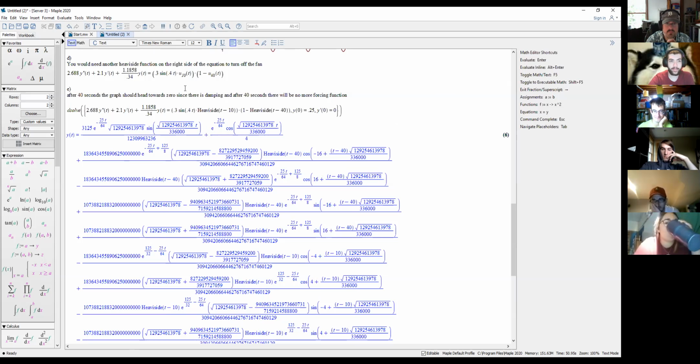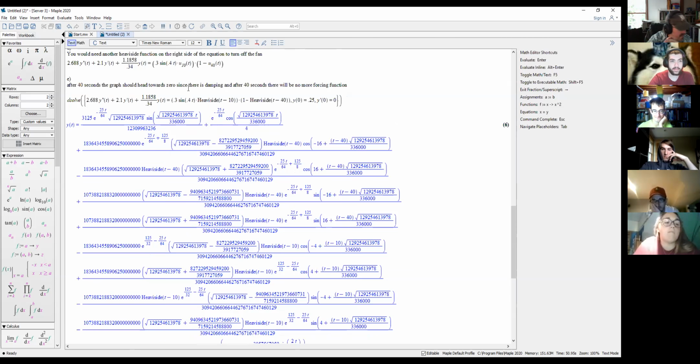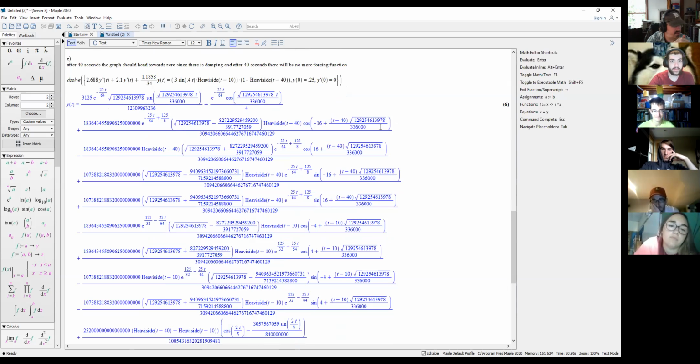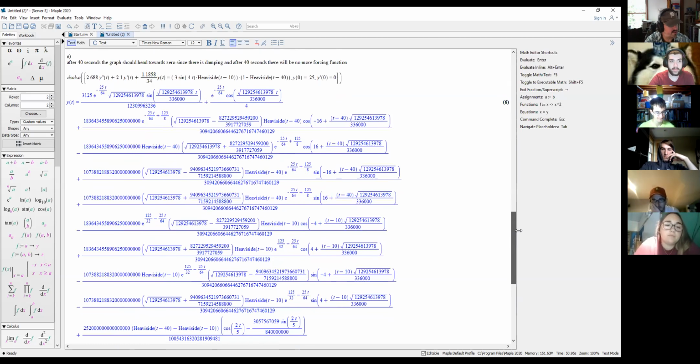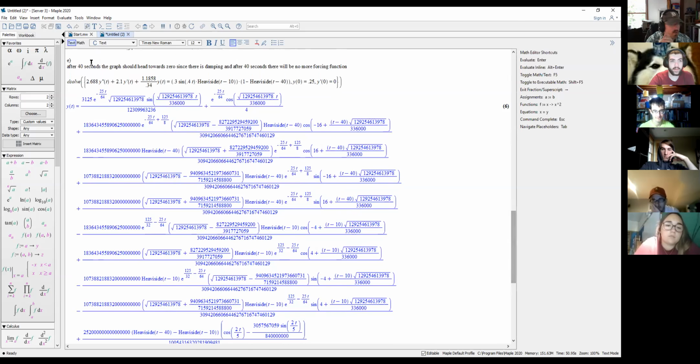Right. So cool. And then for part E, describe what you expect the plot of the modified IVP solution curve would look like. So what would you expect it to look like if the fan turns on at 10 seconds, turns off at 40 seconds? What do we expect is going to happen to the position function for this puppy? We said it would go to 0 because there's damping in the actual problem. The forcing function goes away at 40 seconds, and there's damping.